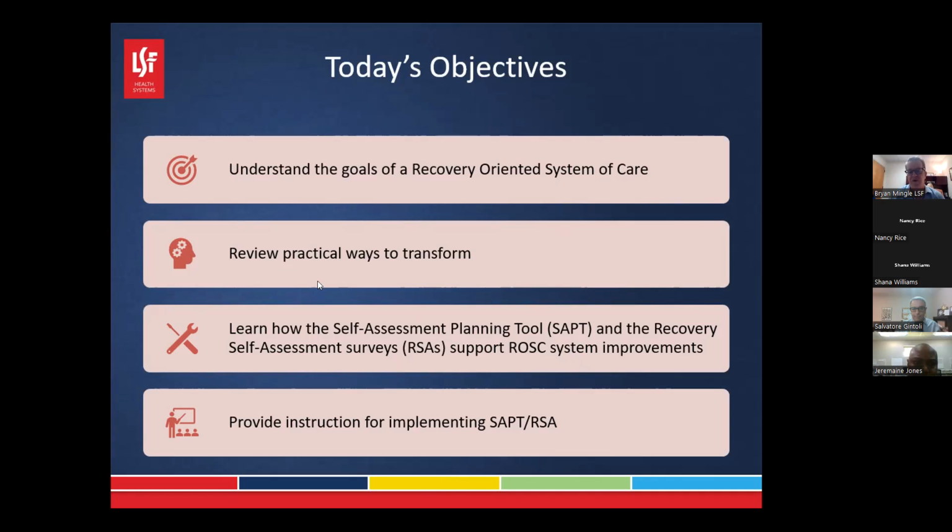We're going to review practical ways to transform. We're going to learn mostly today what the self-assessment planning tool is and the recovery self-assessment surveys. There are 3 RSAs, and they are being used throughout the nation and in Florida for the last few years to support ROSC system improvements. And then we're going to give some guidance for implementing the SAPT and the RSA surveys.